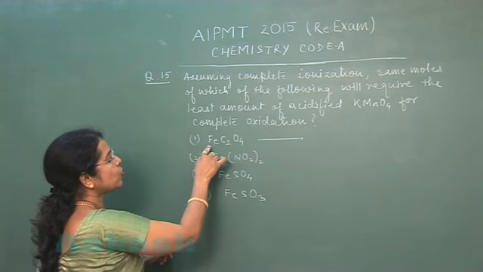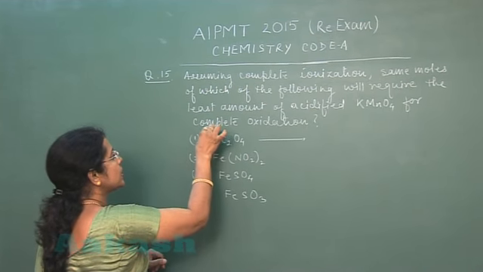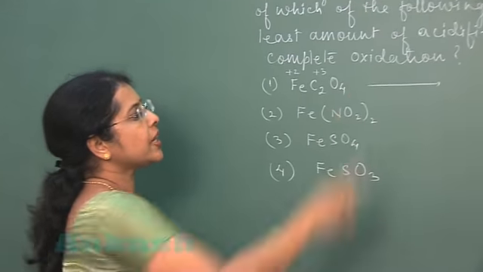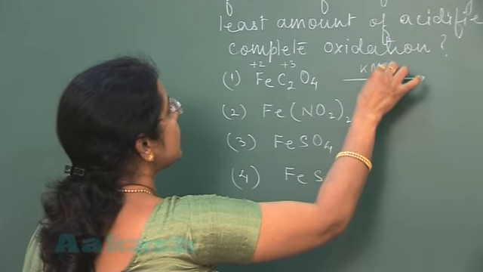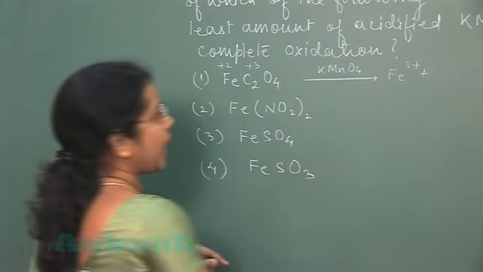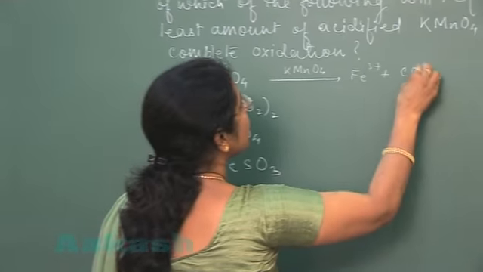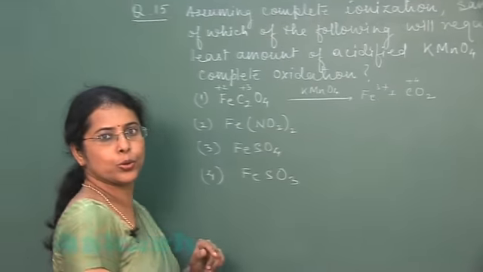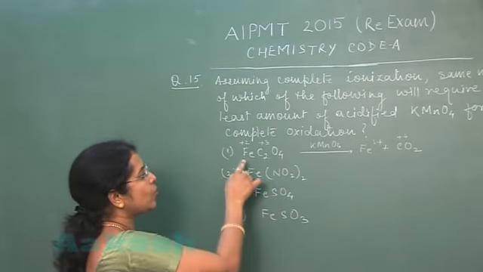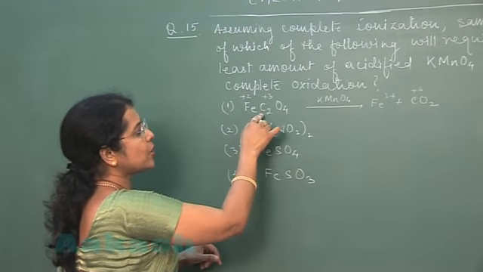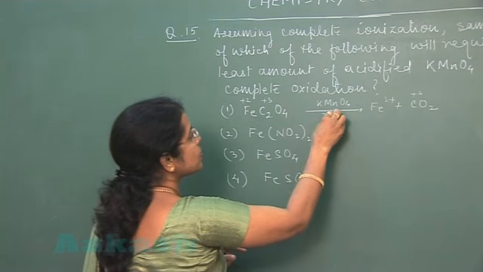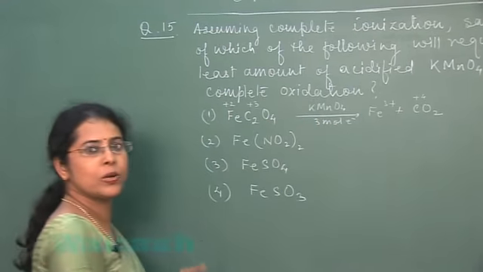The first option is ferrous oxalate. Iron is present in +2 state and carbon is present in +3 state. KMnO4 being a strong oxidizing agent oxidizes ferrous to ferric and carbon +3 to carbon +4, that is CO2. Now see the number of electrons involved per molecule of ferrous oxalate. 1 electron for iron and 2 electrons for carbon. It means for this substance, if we take 1 mole of substance, then 3 moles of electrons will be involved.